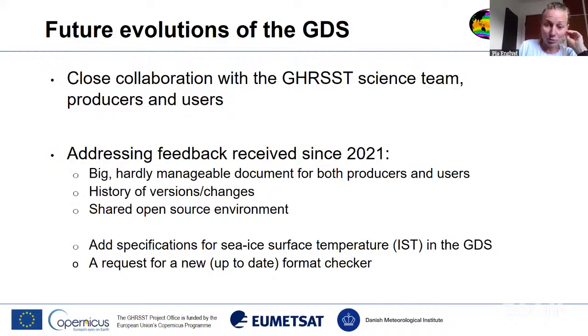Moreover, there has been a request for the addition of sea ice surface temperature, IST, specifications in the GHRSST. And also there have been several requests for a new up-to-date file format checker. To meet the first 3 of these, the GHRSST is currently being transformed from Microsoft Word into a Jupyter book, which is shared in GitHub. Next slide, please.